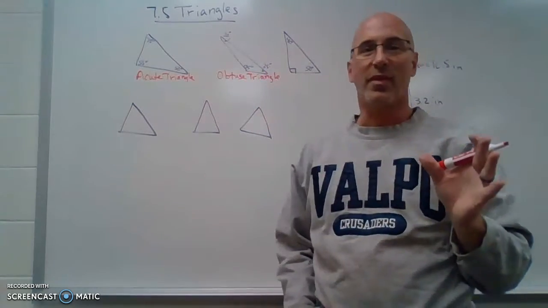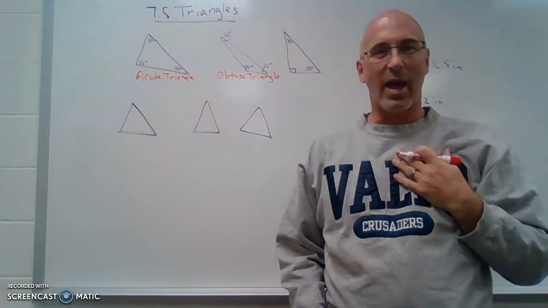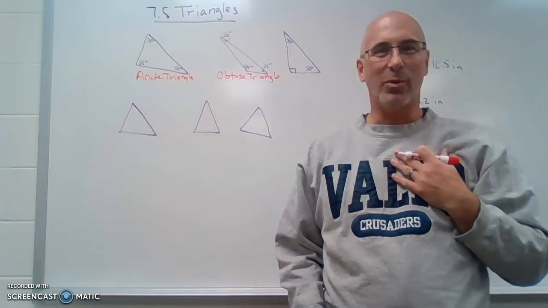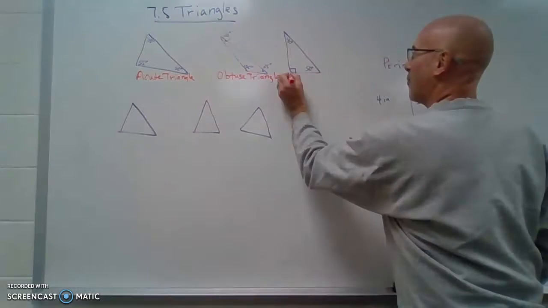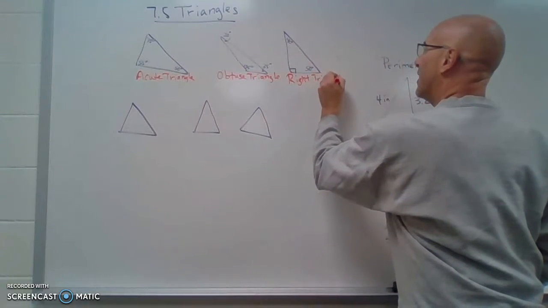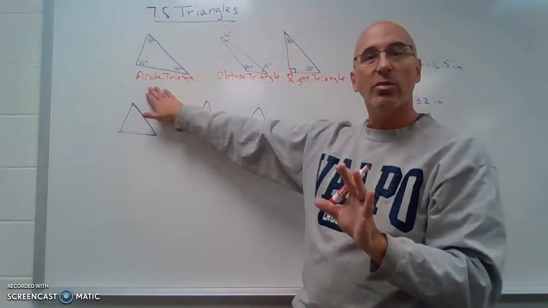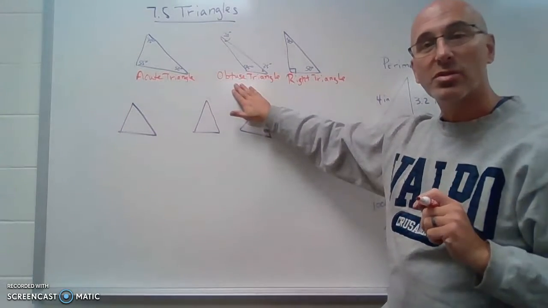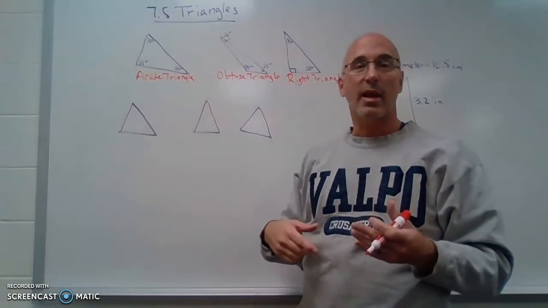Got it. Wow, that's pretty tough. Okay. Guess what? We have a triangle with a right angle. I wonder what we will call this triangle. Yes, it is a right triangle. So, an acute triangle has all acute angles. An obtuse triangle has one obtuse angle, and a right triangle has one right angle.